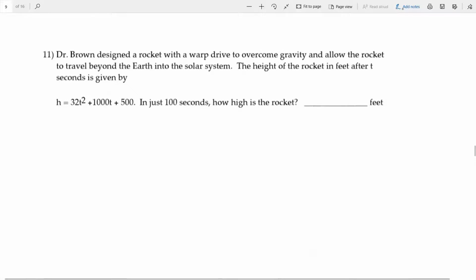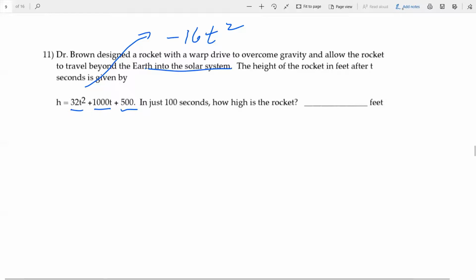Now, here's a problem I made up, but it just shows what you have to do if you want to get a rocket to escape, overcome gravity and allow the rocket to travel beyond Earth into the solar system. Notice a lot of these, where you're going against gravity with an initial velocity, it starts off at minus 16t squared. Well, we added what I call a warp drive to make this plus 32t squared, plus 1000t, plus 500. And really, if you could develop one of these, it would go on forever and ever and completely leave our galaxy in time.